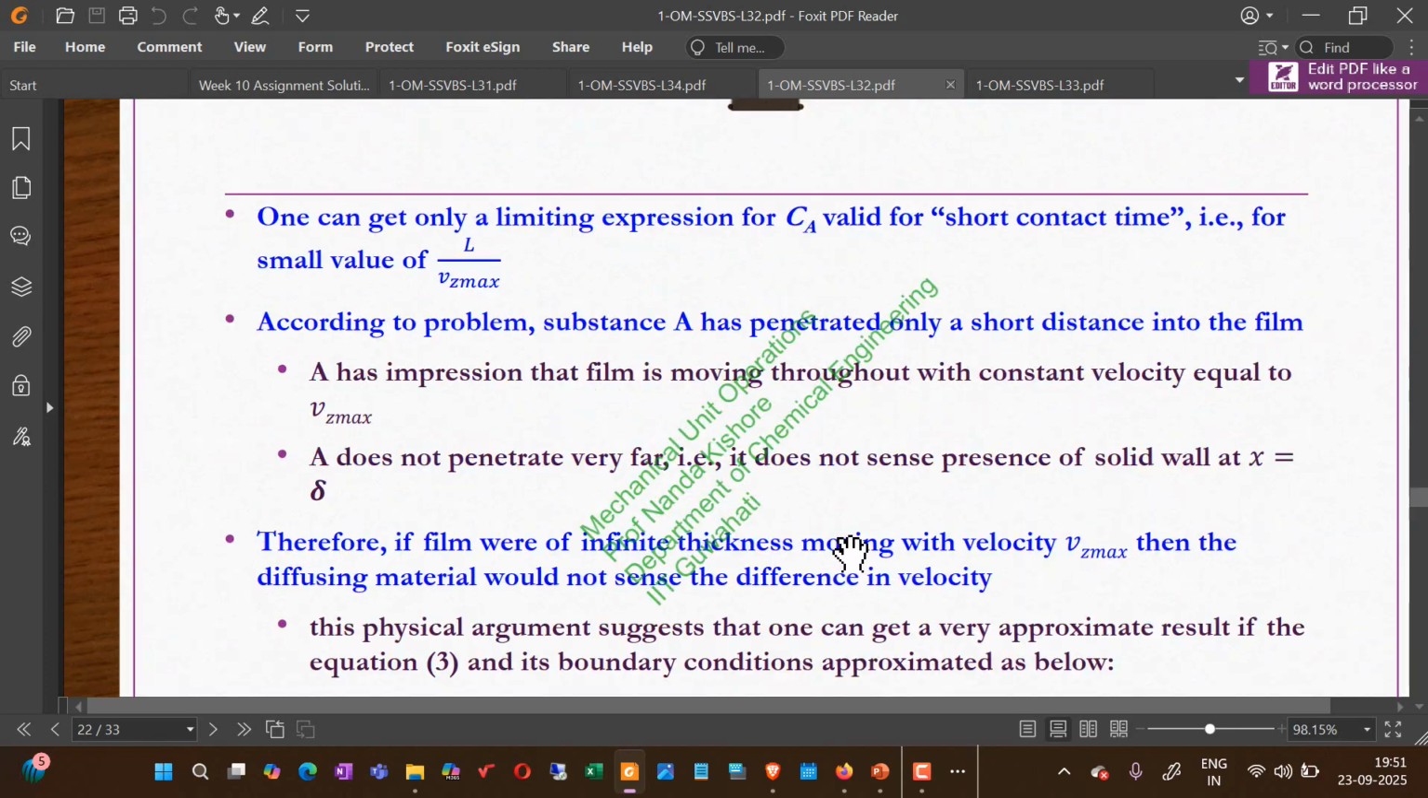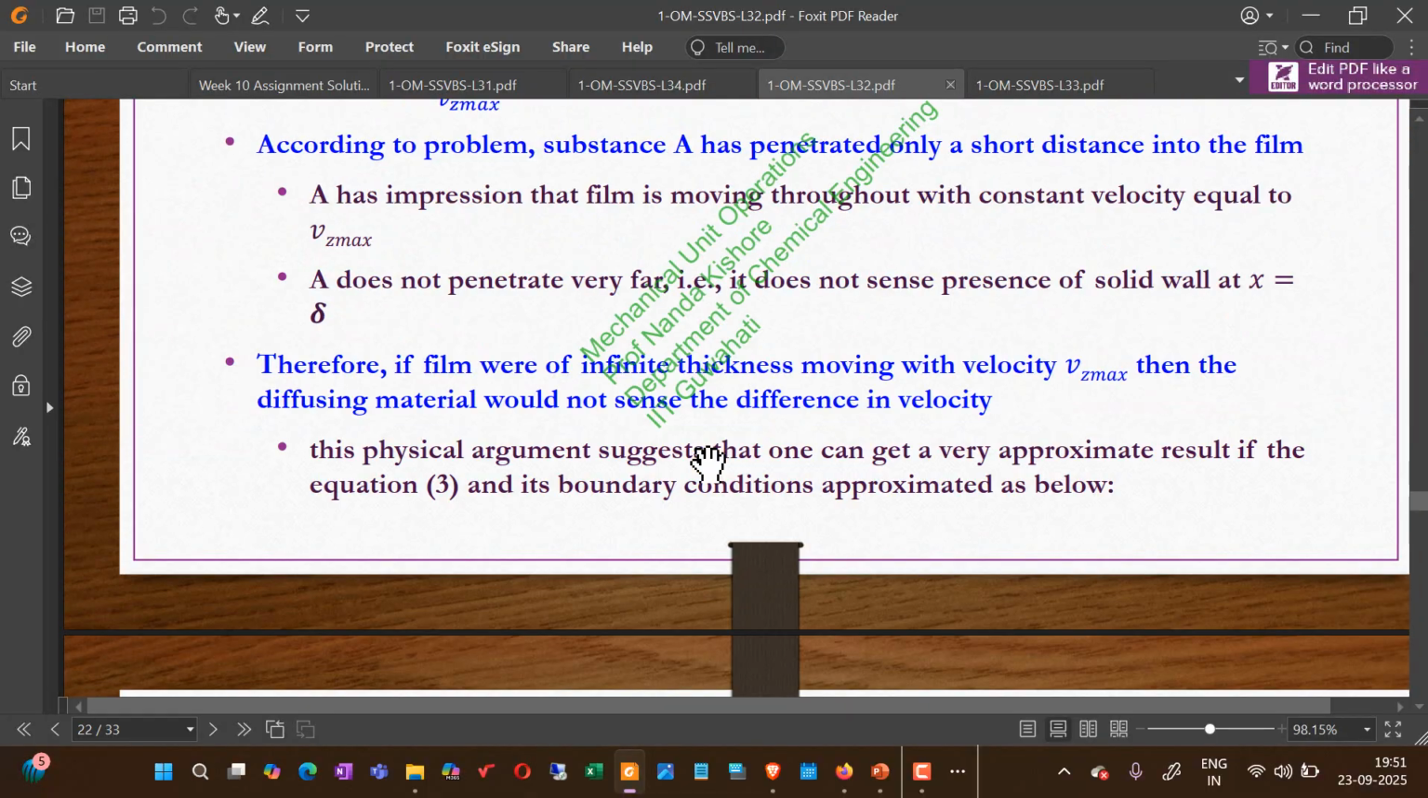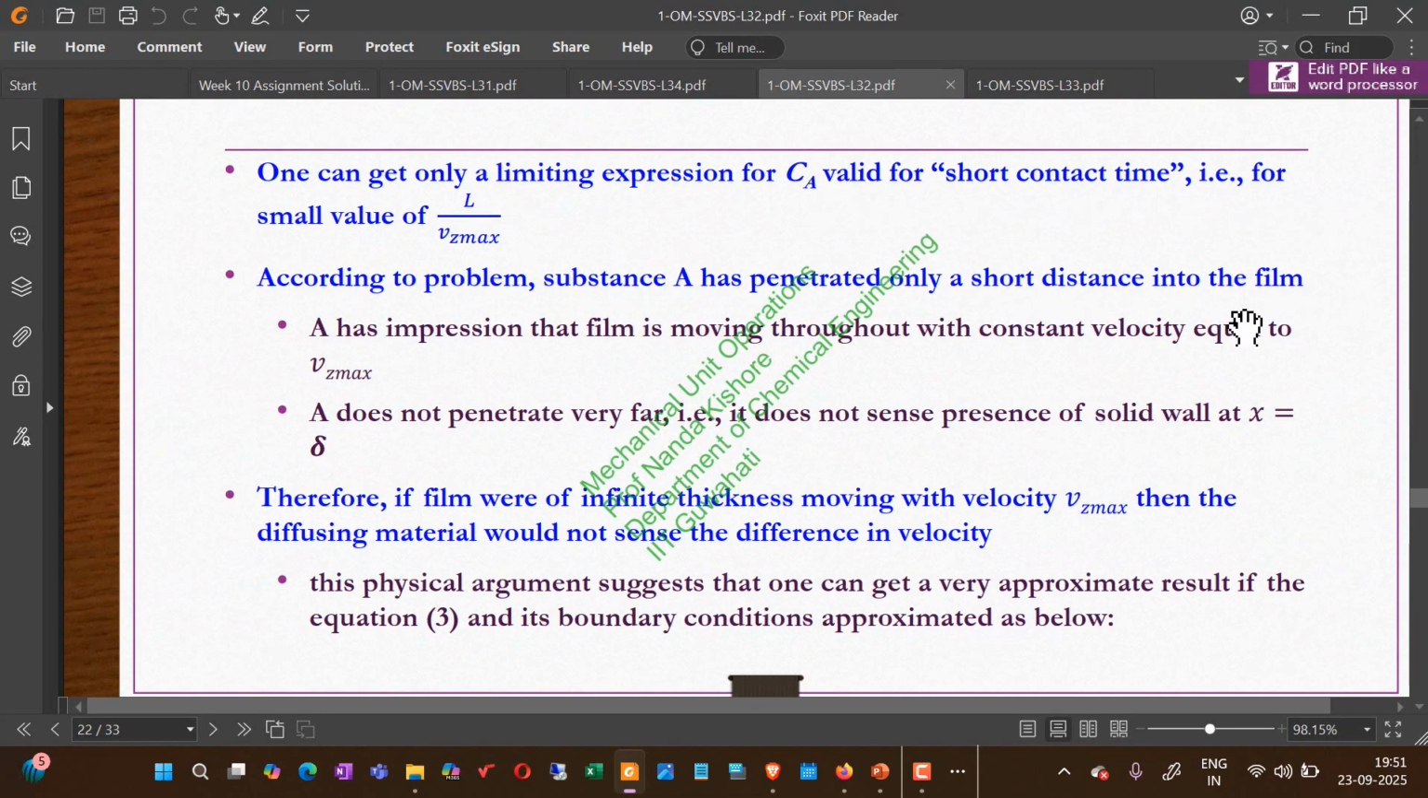So now, very important after this, just calculations are there. One can get only a limiting expression for Ca valid for short contact time, i.e., for a small value of L by Vz max. Okay.